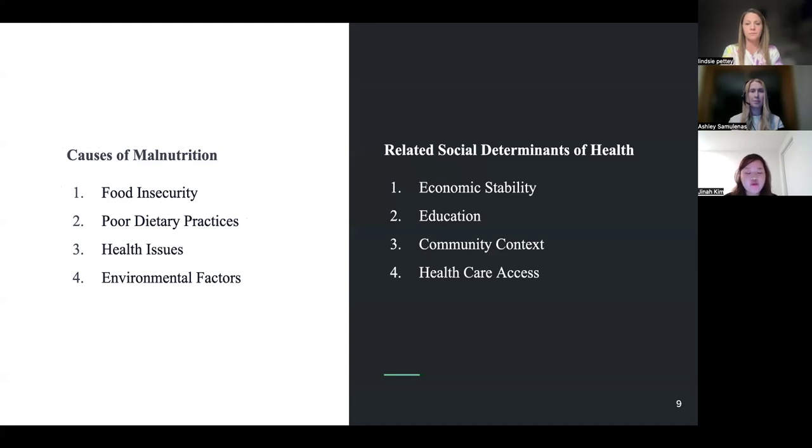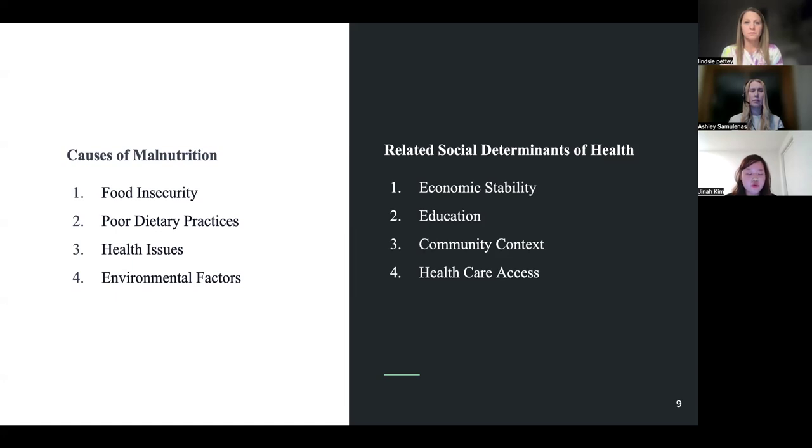So we have identified the causes and the related social determinants of health to these issues of malnutrition. First is food insecurity, lack of consistent access to enough nutritious food, with factors including poverty, poor distribution, lack of markets, and economic barriers where people with low incomes have difficulty affording enough healthy food. Job loss is also a major driver of food insecurity. Unexpected expenses can make it impossible to pay for nutritious food.